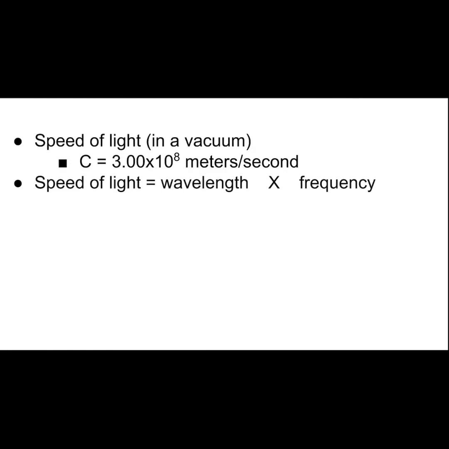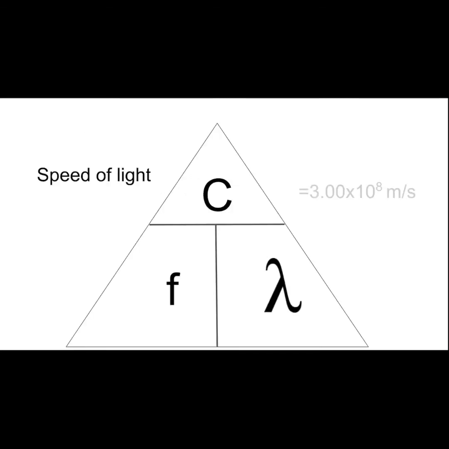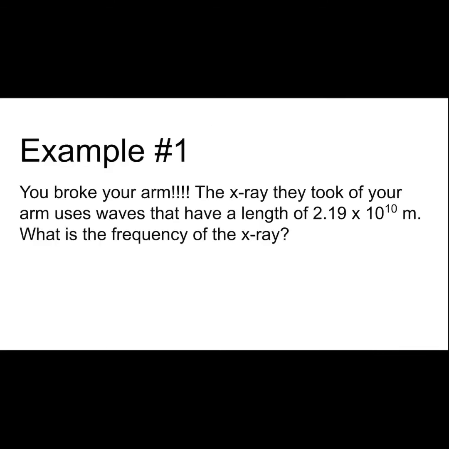So speed of light equals wavelength times frequency. That's the equation I'm going to use. And then you also need to know 1 nanometer is 10 to the 9 meters. So here's my equation. Speed of light, which is c, equals wavelength times frequency. You can also plug it into this triangle like we did with density. It works the same way, so we can divide or multiply based on what we're trying to find.